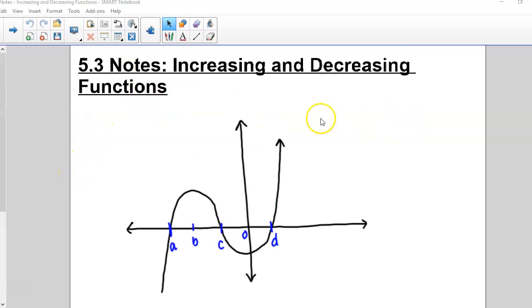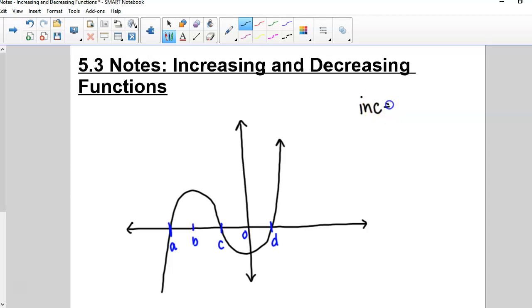Increasing and decreasing functions. So we obviously can look at a graph and tell whether a graph is increasing or decreasing. So let's just do this for this particular graph. This graph, where would it be increasing? Destiny, where is the graph increasing?